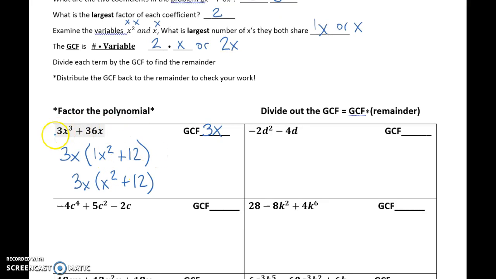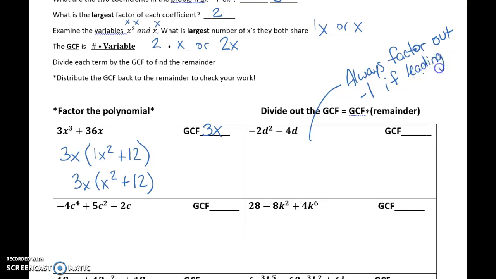So it's kind of like we worked two problems, one with the constants and one with the x's. Anytime you have a negative out in front, and this is just going to set us up better for later, always factor out -1 if the leading coefficient is negative. And like I said, that'll help us later. Today you're going to be like, well, that's annoying, but it will help us. So always factor out -1 if the leading coefficient is negative.